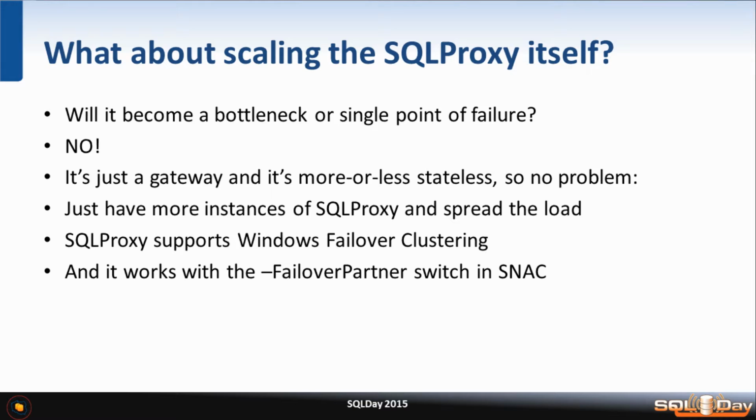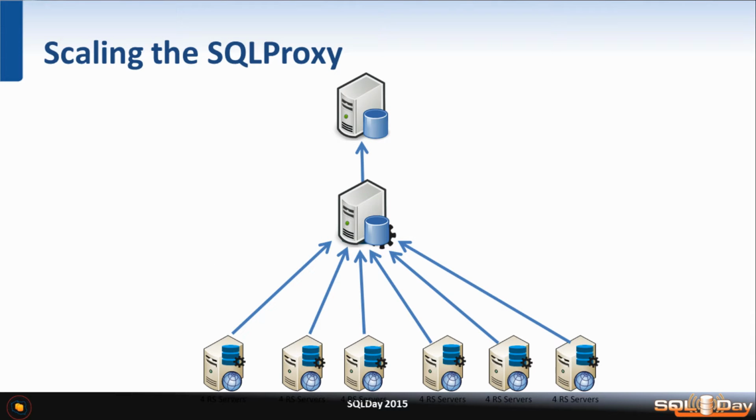And it works with the failover partner in the SQL native client because we behave like SQL Server. So in your connection string, you can specify one SQLProxy as a server and another SQLProxy as a failover partner. And SQL native client will be happy to connect to either of them. And as long as one of them is working, you're good. Right? So how do you scale the proxy, right? Okay, that's a little bit too many application servers connecting to this one guy, and we're concerned about this one guy becoming a bottleneck.